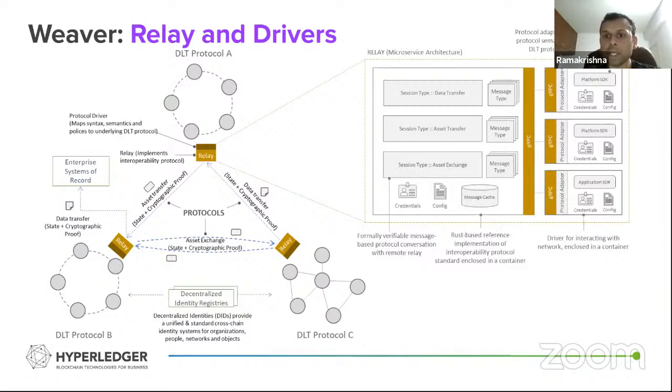These are pluggable modules. We call them drivers, and they are specific to the particular DLT. So for any network, what you would need to do to make it Weaver enabled and interoperation ready is deploy a common relay, which does not have anything to do with that particular DLT stack. And then you also plug in a driver, which is specific to that particular DLT. At present we have the common relay component built, and we also have drivers built for Fabric and Corda. We are working on one for Besu. Hopefully one will be ready by end of the year or early next year. Next slide.